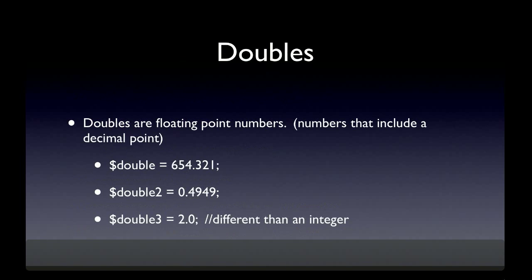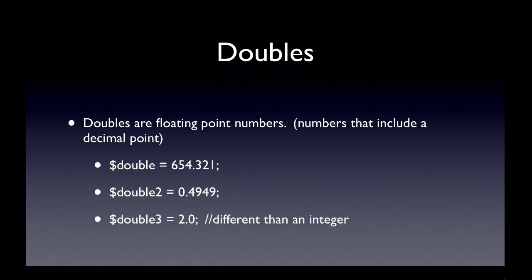Now another type of variable are doubles, and doubles are floating point numbers. That means numbers that have a decimal point. So 654.321, that is a double because of that decimal point there. And even numbers that are less than 1, like 0.4949, that is a double because of that decimal point there. And even if you use something like 2.0, even though that rounds to an integer exactly, it's still a double because you put that decimal point there.